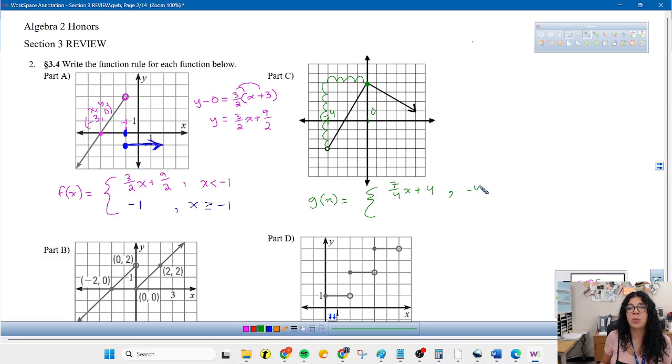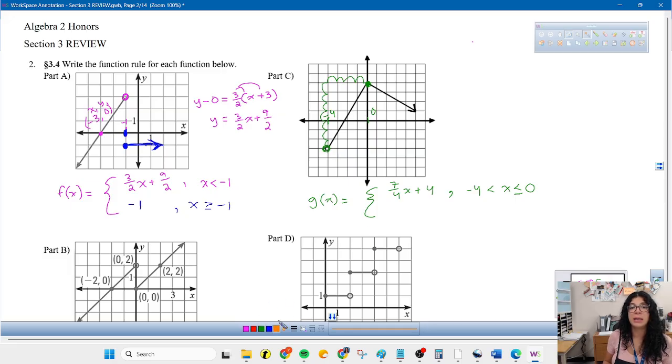So between -4 and 0, but not including -4. I can include a 0 here, or I can include the 0 on the next one. But I'm just going to go ahead and choose to include it here. So when x is between -4 and 0, inclusive of the 0, not inclusive of the -4, because that's an open circle at the x value of -4.